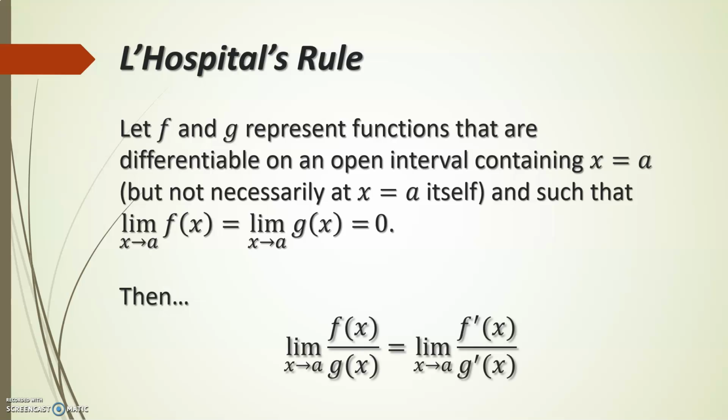Then, according to L'Hospital's Rule, we can replace the limit as x approaches a of f of x over g of x by the limit still as x approaches a, but for f prime of x over g prime of x. In other words, f and g are replaced by their respective derivatives. This is not the quotient rule.